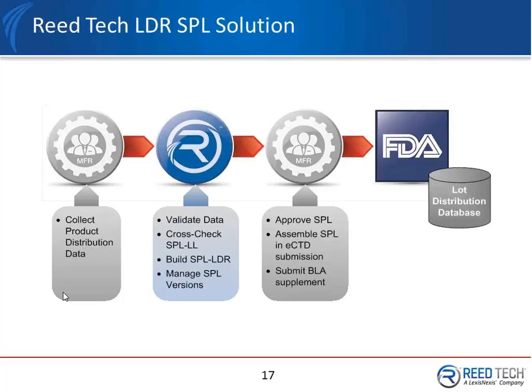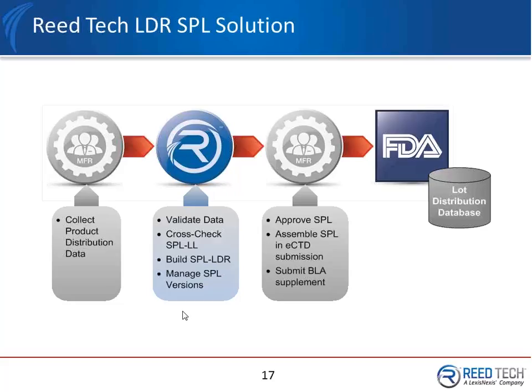Similar to product listing, we offer a service to pre-populate some of the information based on our experience of what the FDA is requiring from an SPL perspective, and we could do the same with that type of information into the lot distribution report. Next, there's the validation of the data. We built an application that reads all of the FDA's validation rules for the lot distribution report, so we're able to validate that data against all the FDA's lot distribution reporting business rules, as well as cross-check that information against your product listing submission.